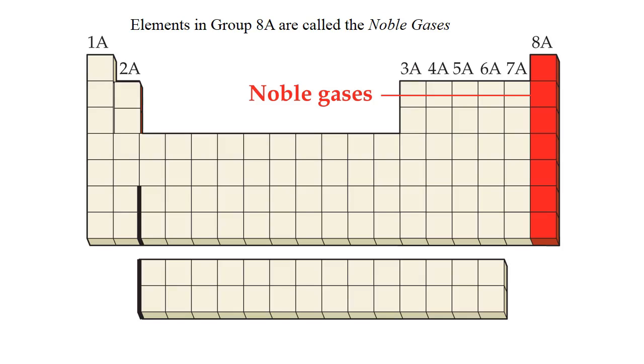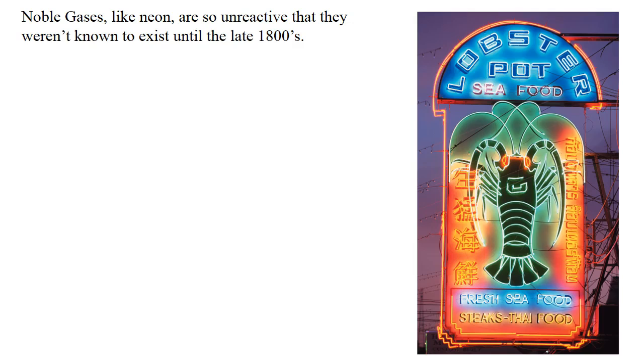If we move all the way over to the right-hand side, we have the noble gases. Noble gases are also sometimes known as inert gases or rare gases, but noble gases is probably more common. So the noble gases start with helium as the smallest and continue down. Noble gases, like neon that you see pictured in this neon sign here, are extremely unreactive. Because they're so unreactive, we actually didn't even know they existed until the late 1800s. Most of the other, at least lower mass elements had already been discovered.